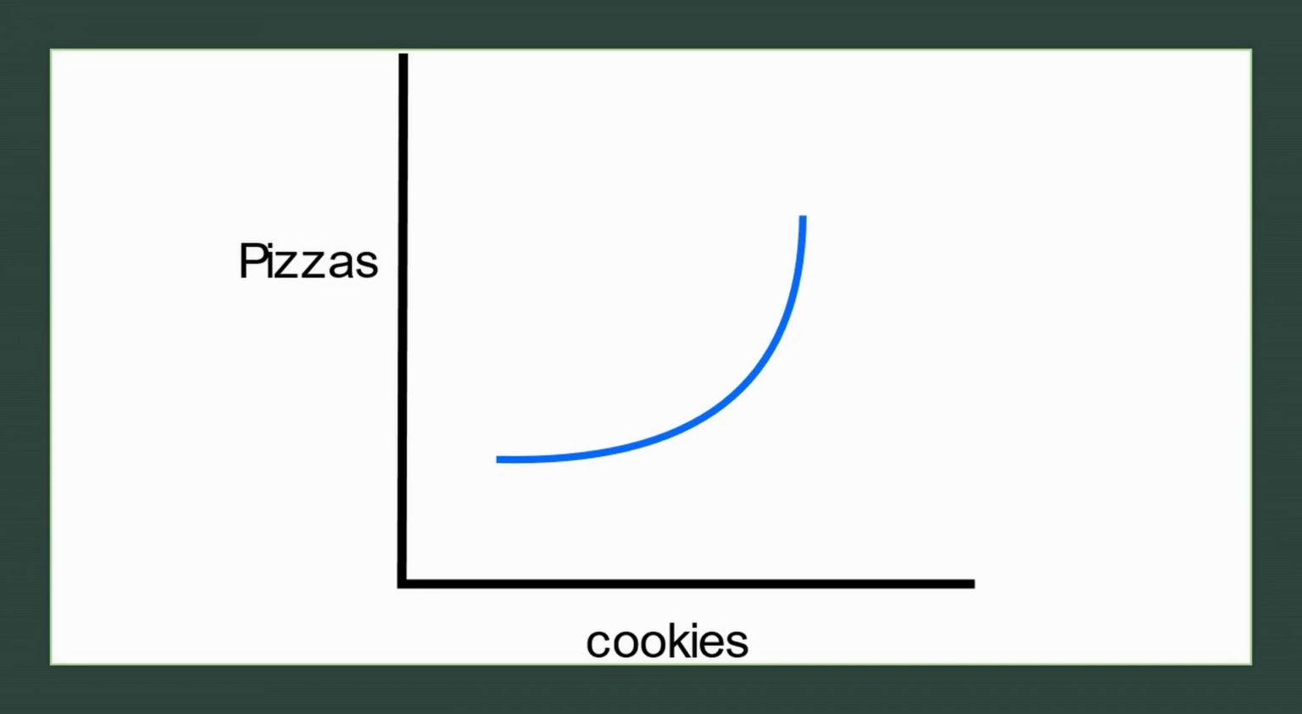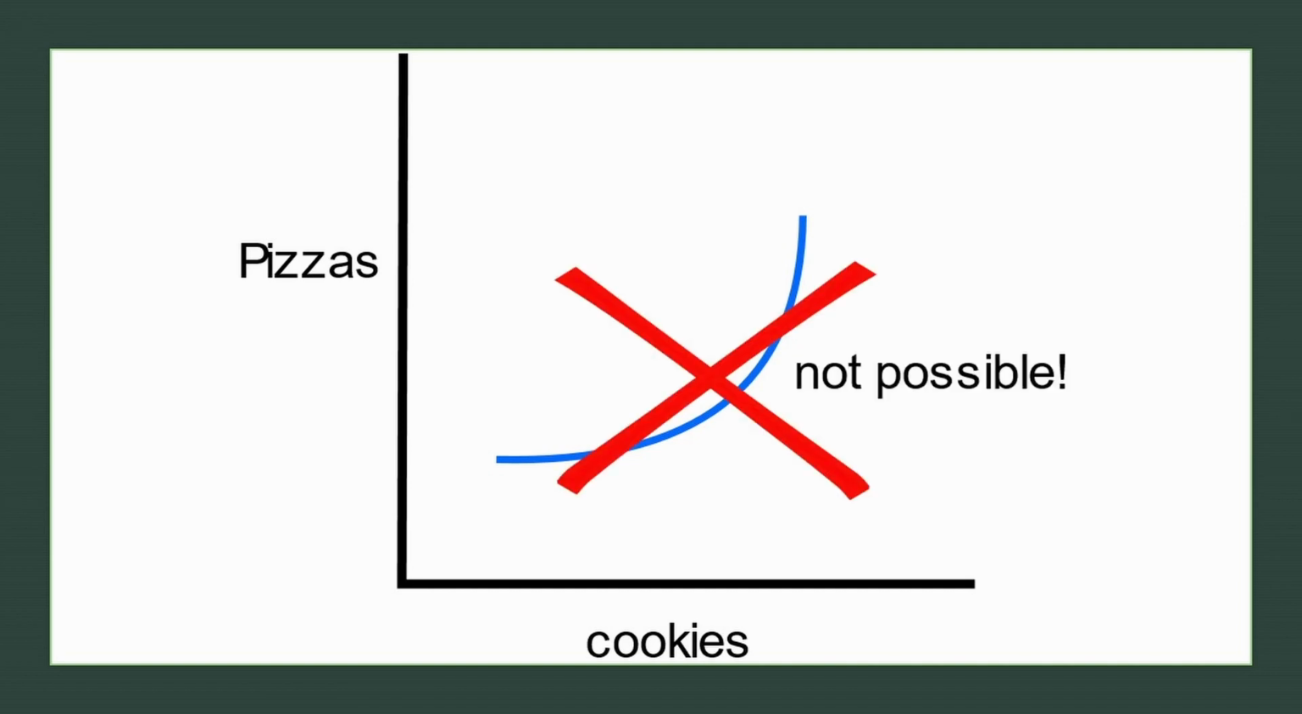Look at this upward sloping indifference curve. On this, we are as satisfied with 2 pizzas and 2 cookies as we are with 1 pizza and 1 cookie. But we have to assume that 2 of each is better than 1 of each, so we cannot be equally satisfied with both options. This upward sloping indifference curve is not possible.